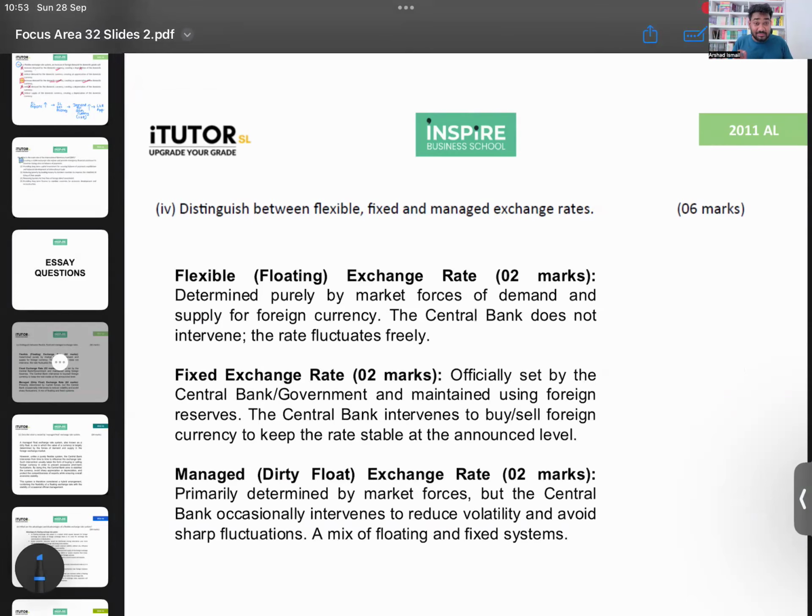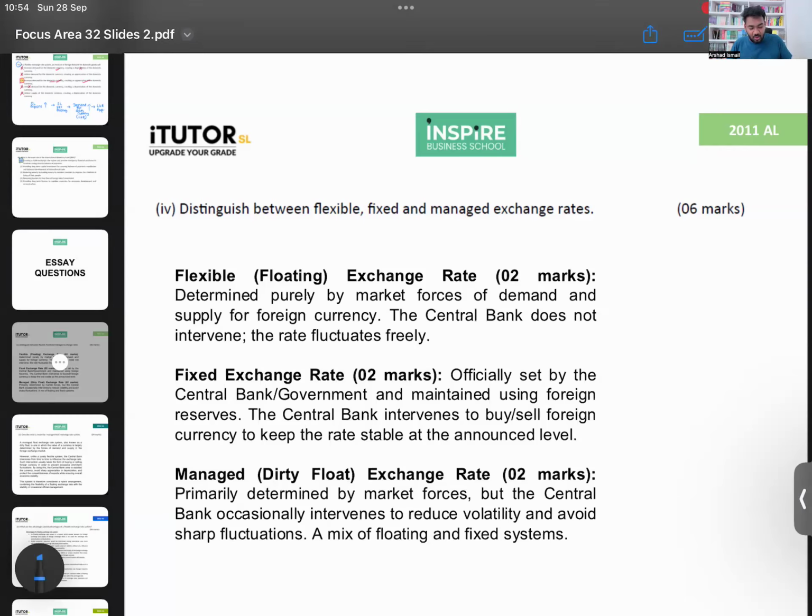So what is a flexible exchange rate or a floating exchange rate? That is where the exchange rate is determined solely based on the demand and supply for the currency. The central bank doesn't really intervene. So in a flexible exchange rate, there will be a lot of fluctuations and the currency will continuously appreciate and depreciate to reflect the demand and supply.